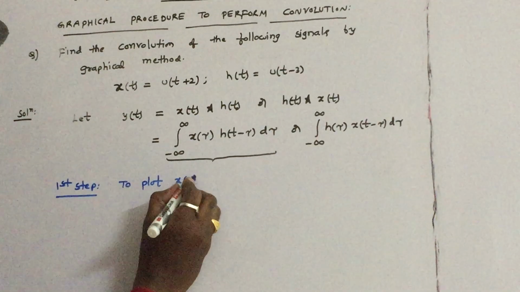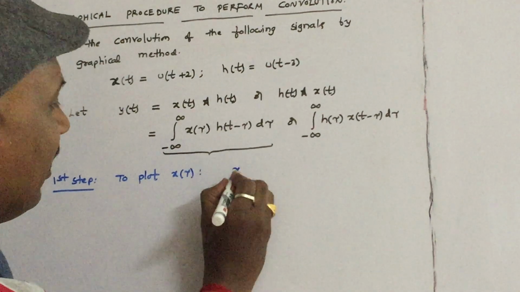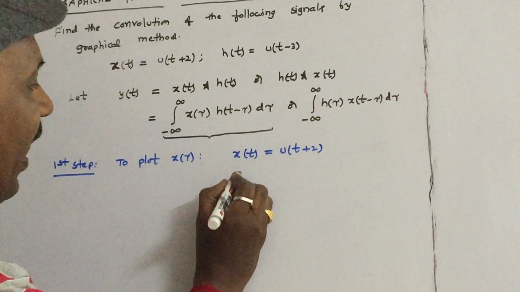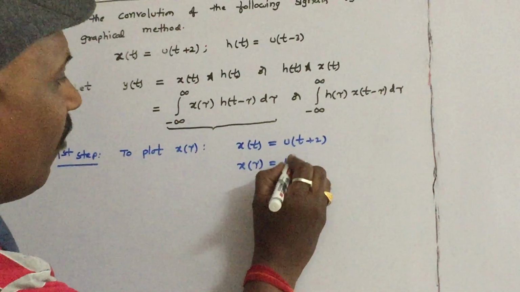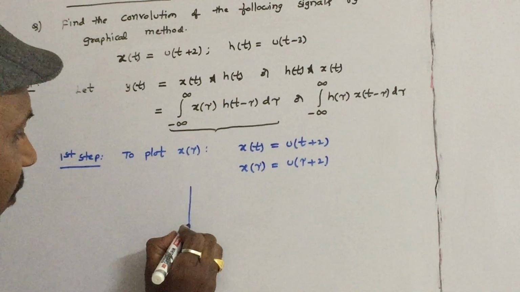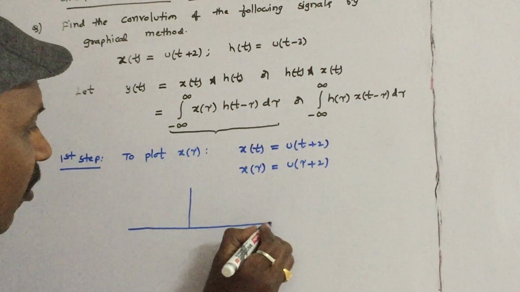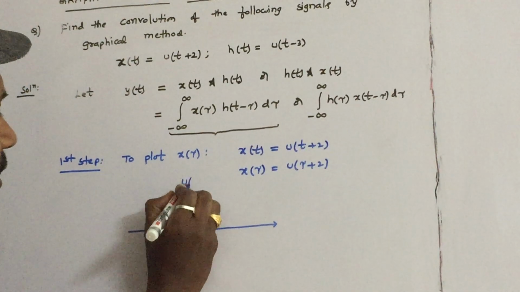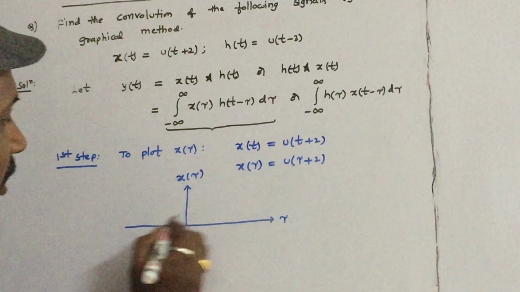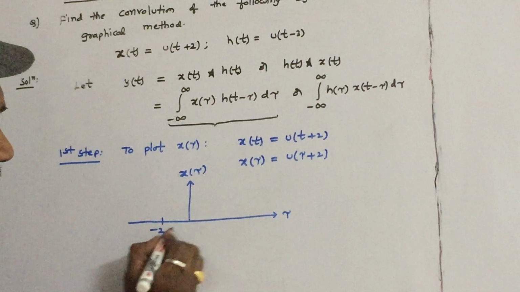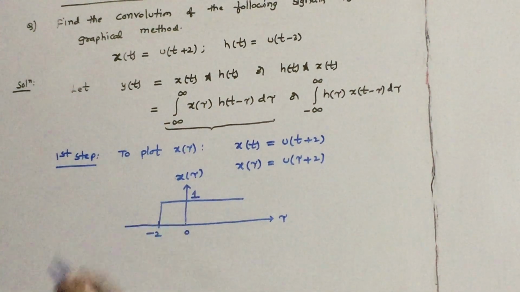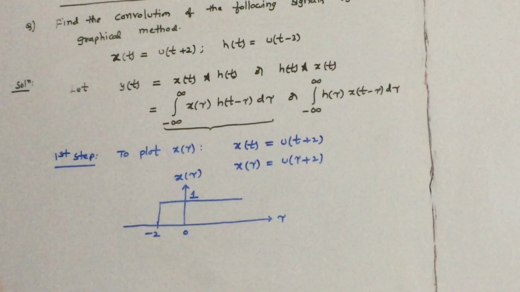x of tau. So what is given x of t? X of t is equal to u of t plus 2. What is x of tau? U of tau plus 2. As you know from unit 1 how to plot u of tau plus 2, you can write it as x of tau versus tau. Tau is equal to minus 2. It starts from minus 2 with amplitude 1 towards the right side. So this graph will not change.